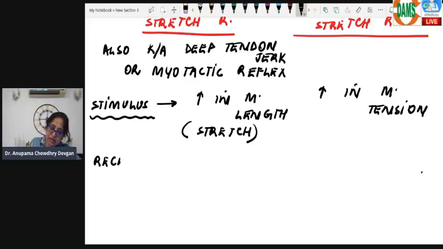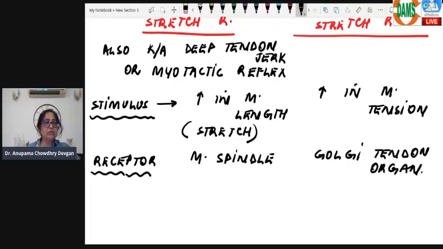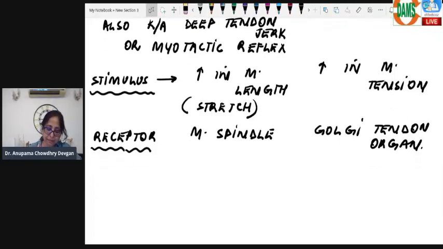What is the receptor for the stretch reflex? The receptor for the stretch reflex is the muscle spindle, and for the inverse stretch reflex is the Golgi tendon organ. Remember, what is the receptor for muscle length? Muscle spindle. What is the receptor for muscle tension? Golgi tendon organ.